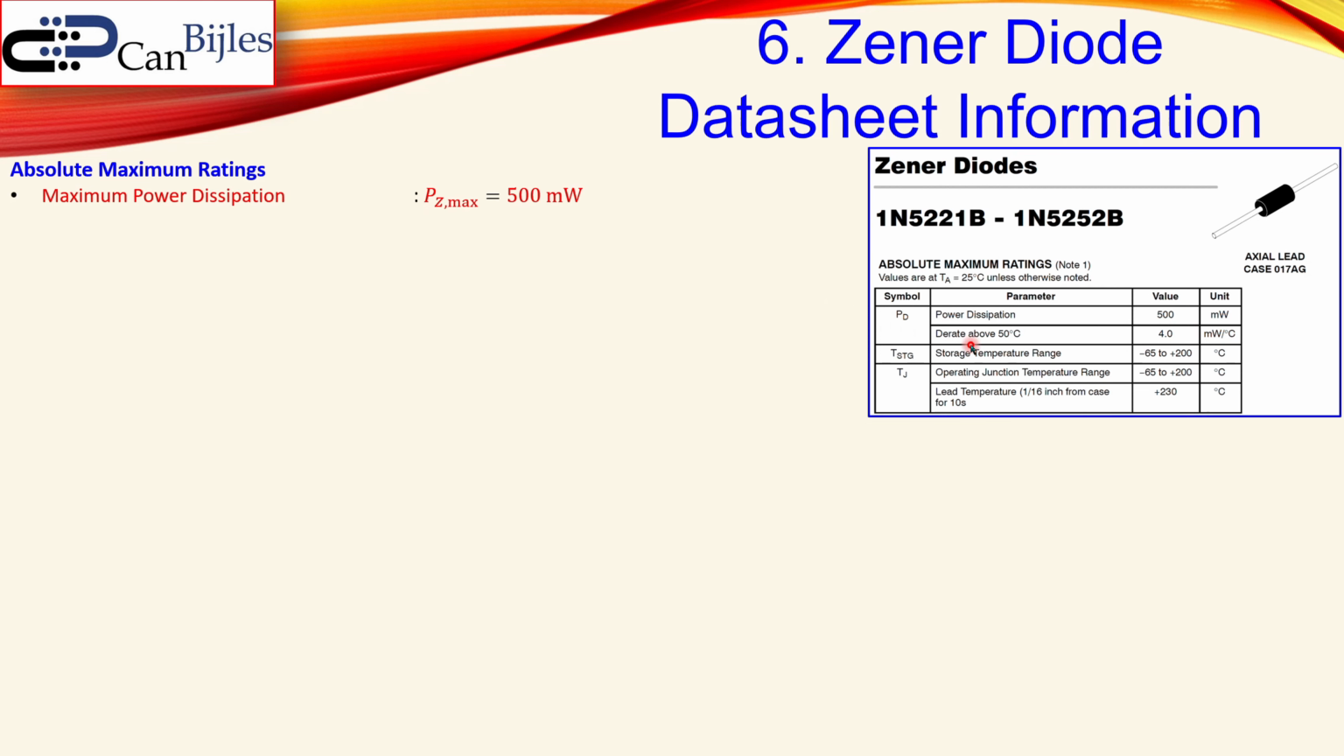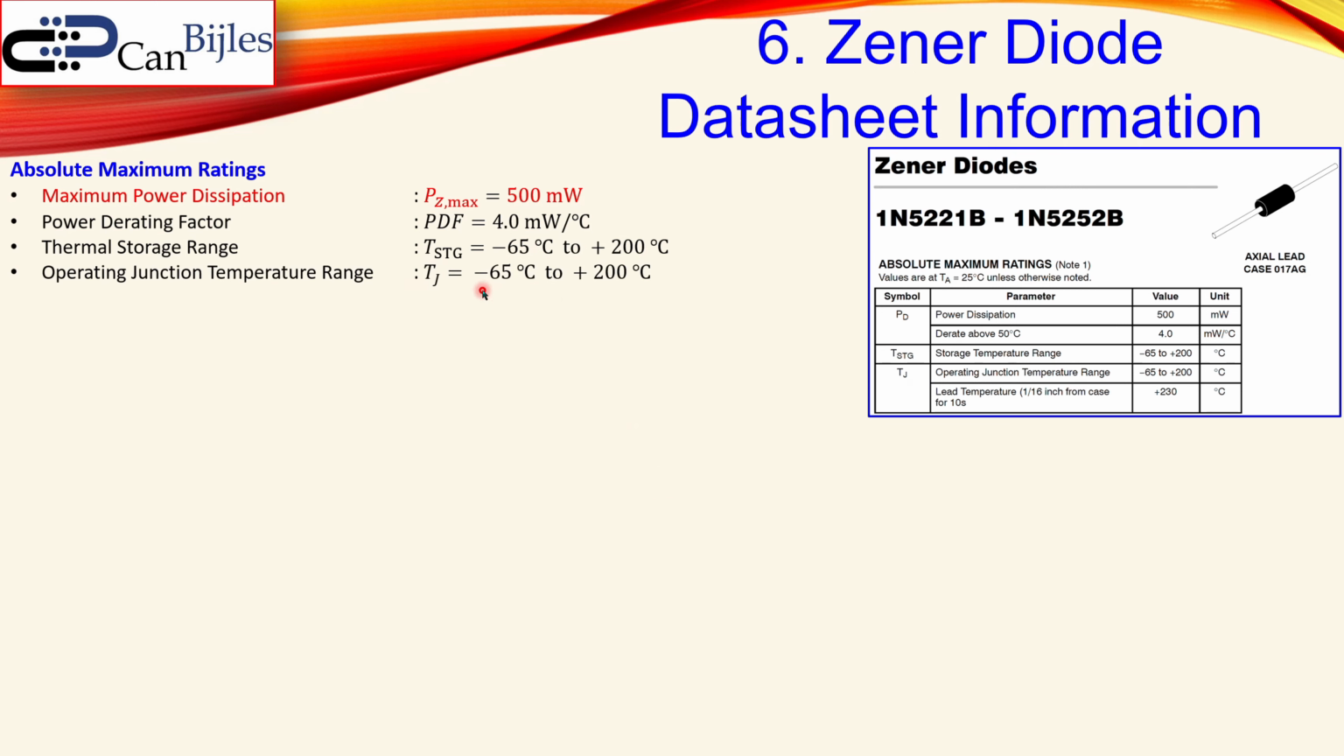You also see the derating above 50 degrees, so that is 4.0, so 4 milliwatts per degree, above 50 degrees in this case. Now there are also two other parameters we haven't discussed, but they're also important: the storage temperature range, so we can store your device between these two temperatures. Also the operating junction temperature range is in this case given and is the exact same as the storage range. You also have the maximum Zener current which is required, but it's not given in the datasheets.